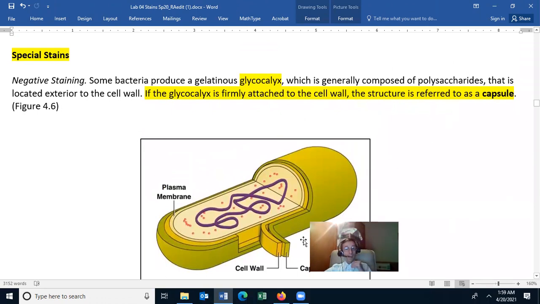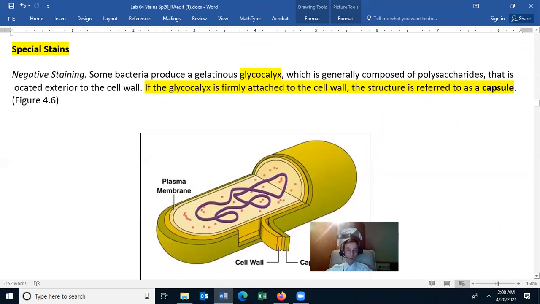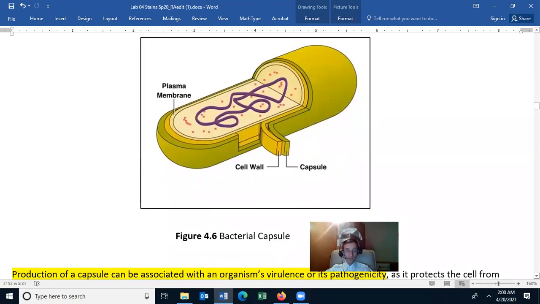Now, with the light microscope, you could not see a glycocalyx that is not a capsule, like a slime layer. It is a glycocalyx, but you would need an electron microscope to actually see it. Because it's mostly water, it just does not show up with the light microscope.